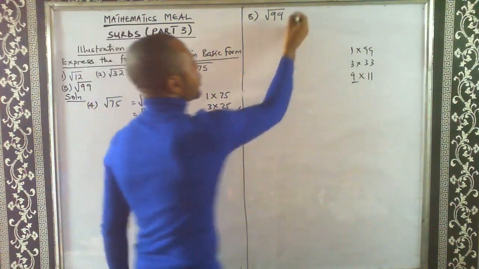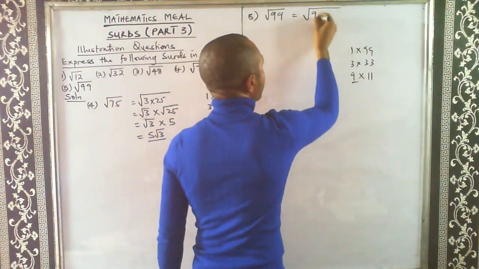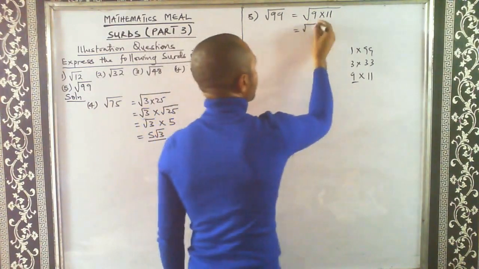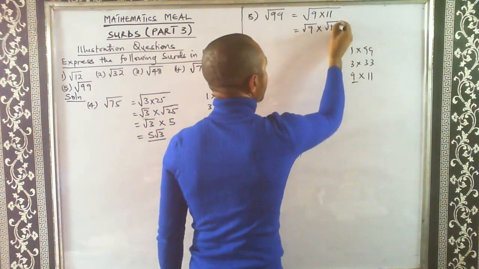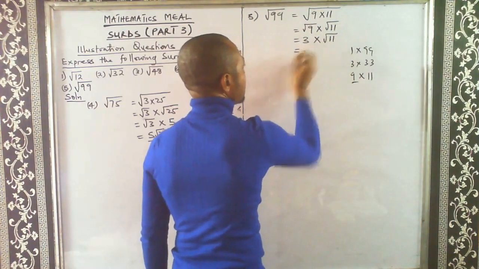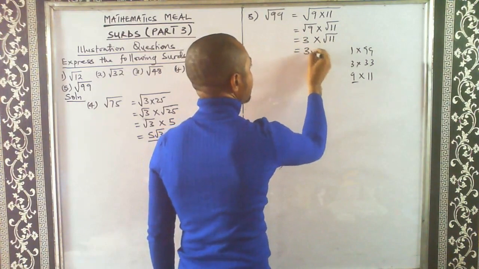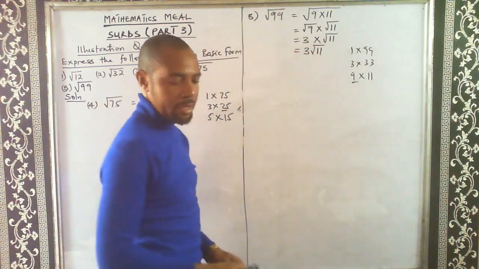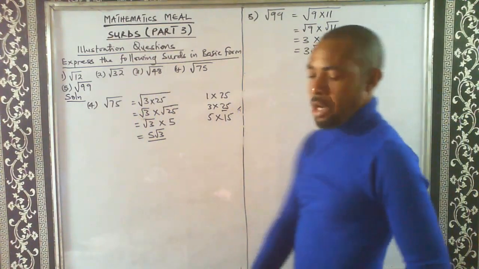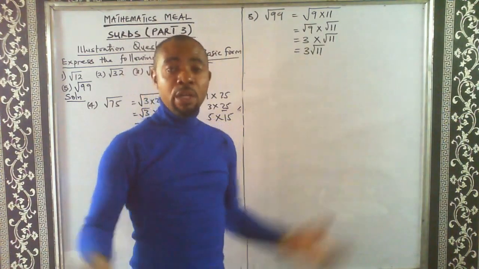So we're going to use square root of 9 times 11. If we separate, we have square root of 9 times square root of 11. Square root of 9 is 3 times square root of 11. And 3 times this will give me 3 root 11. Beautiful.